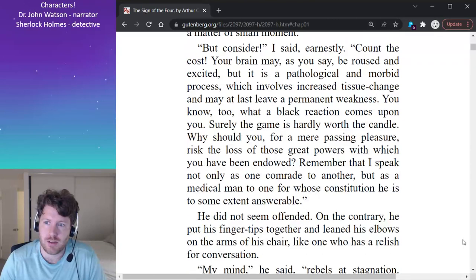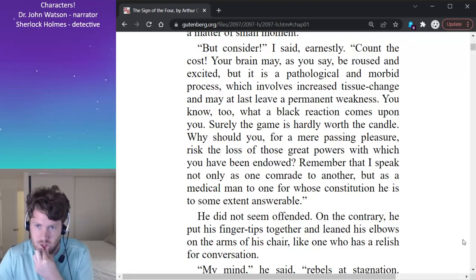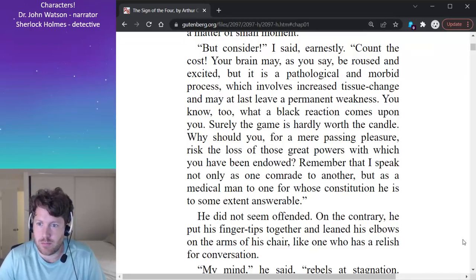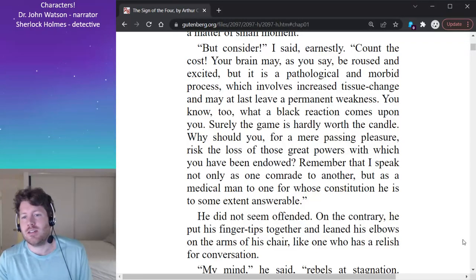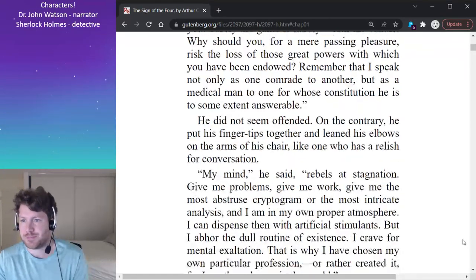Your brain may, as you say, be roused and excited, but it is a pathological and morbid process which involves increased tissue change and may at last leave a permanent weakness. You know, too, what a black reaction comes upon you. Surely the game is hardly worth the candle. Why should you, for a mere passing pleasure, risk the loss of those great powers with which you have been endowed? Remember that I speak not only as one comrade to another, but as a medical man to one for whose constitution he is to some extent answerable."